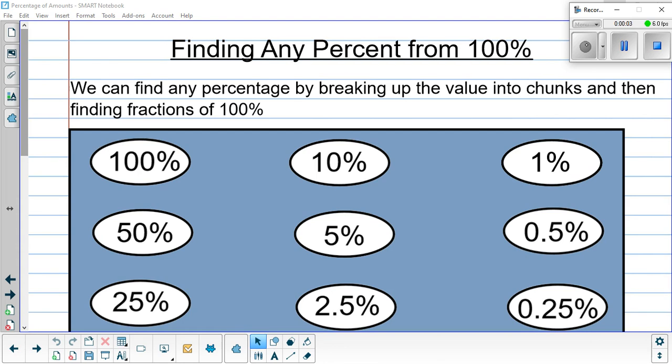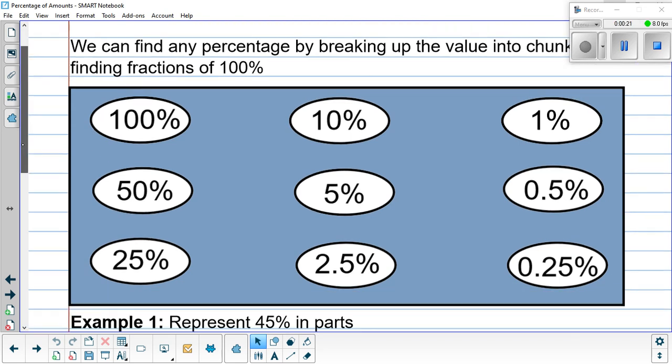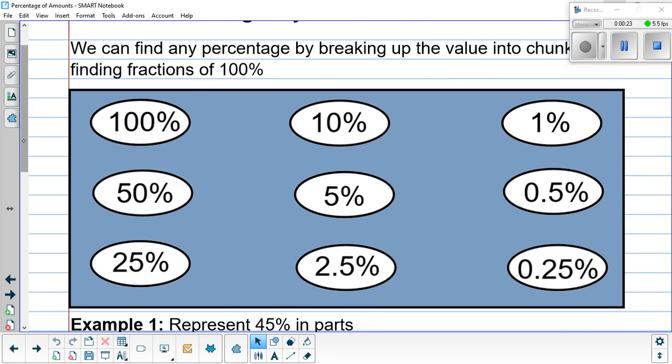We're going to start looking at finding any percents from 100%. Sometimes these are referred to as percentage bubbles, but it's basically being able to find any amount broken up. So we're going to start with doing just percentages, and we'll bring in amounts at a later time. First off, we're going to look at this little activity. How are we going to get from 100% to each of these?